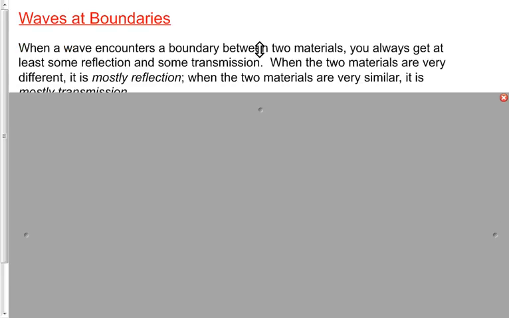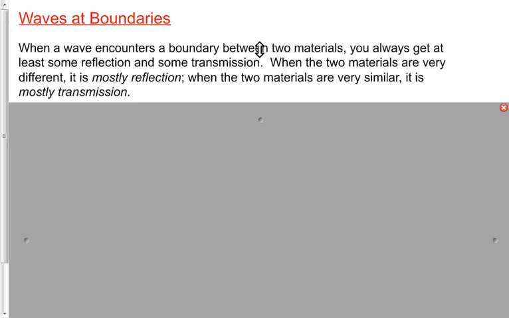The part of the wave that was reflected was upside down. Why? Well, most of it was reflected because the materials were very different. When we send a wave down, it encounters a boundary between two materials that are very different. A little bit will be transmitted, but most of it will be reflected. If the materials were very similar, then most of it would be transmitted and only a little bit reflected.